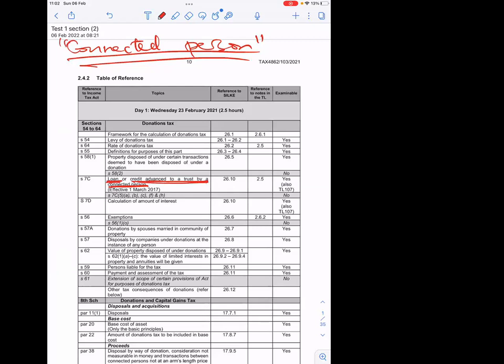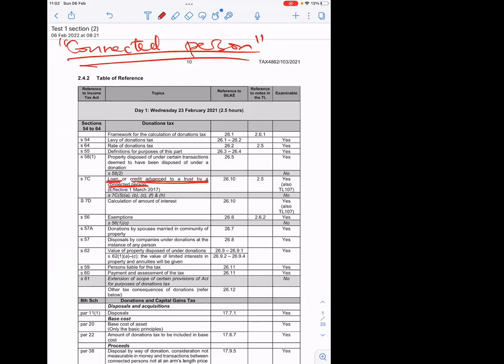You go to a definition. So you're going to highlight them. There are different forms of connected person, and we'll be covering them as we go. For now, we want a connected person in relation to a trust. Right, I'm on 1 day. Connected person, look for it, alphabetical order. It will take you there.